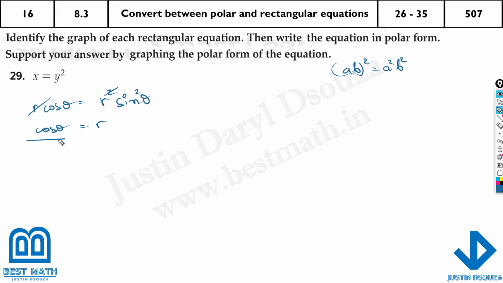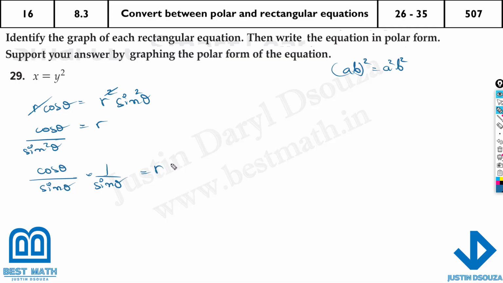Let's take it to the other side. Divide both the sides by sine square theta. This is it. Now what exactly is sine square theta? It's sine theta in the denominator, right? So it's basically cosine theta divided by sine theta. And one more, I'll just write it as 1 by sine theta. This is all equal to R.